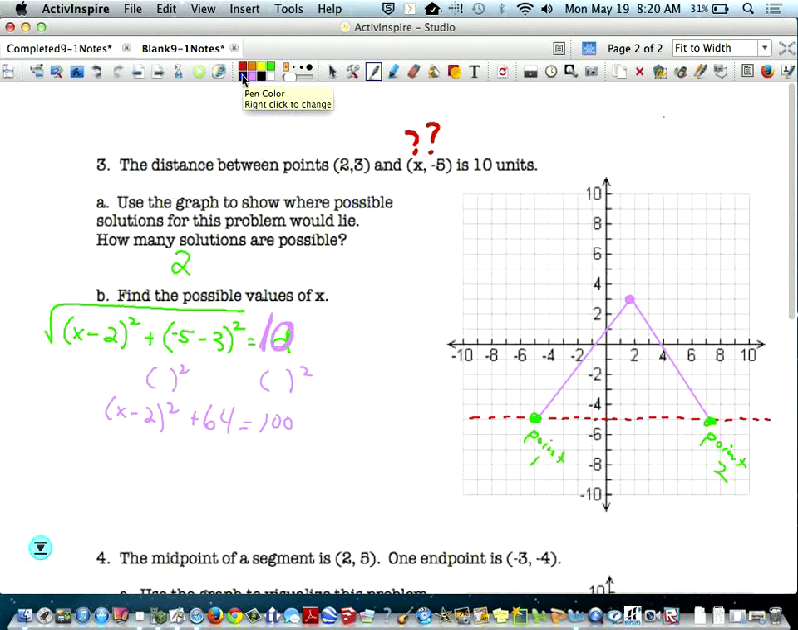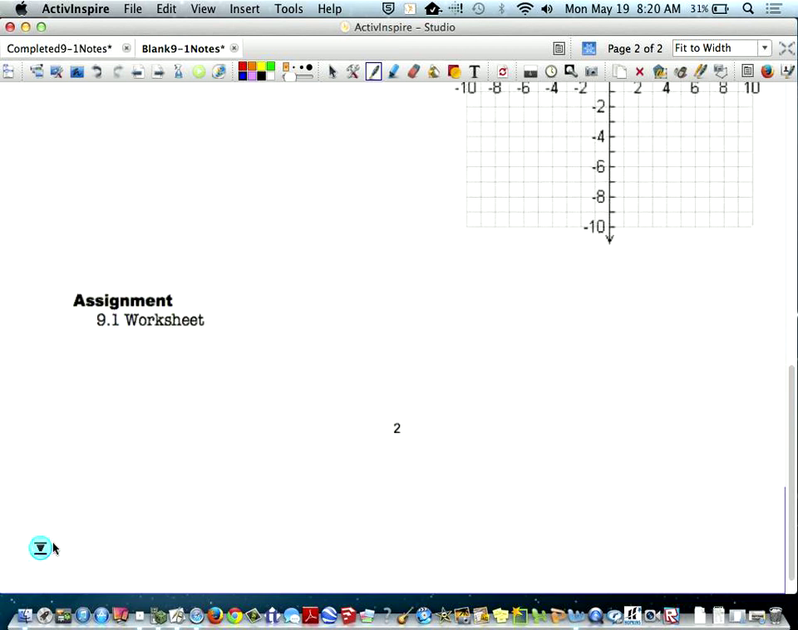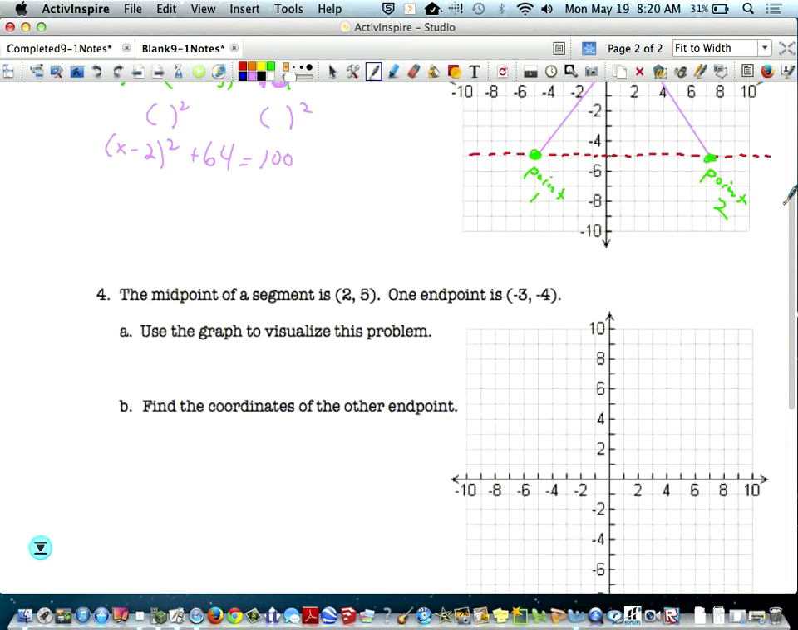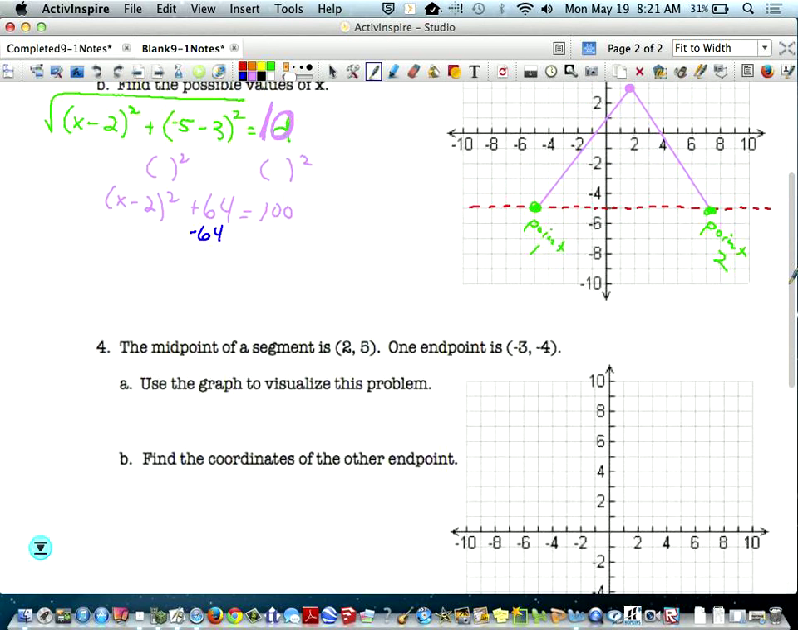So what do you have to do to solve now? I squared both sides of the equation, so that gets rid of the radical over everything. So now we're going to subtract 64. What do we do here? Now this is something we squared, so we square root both sides.